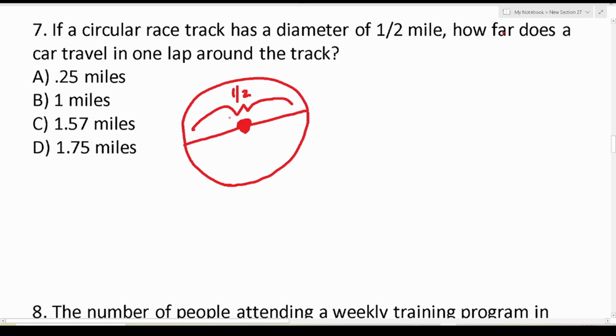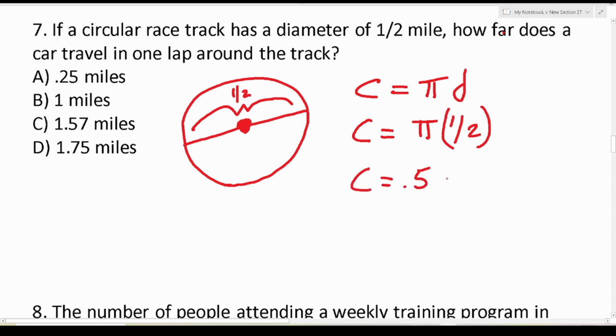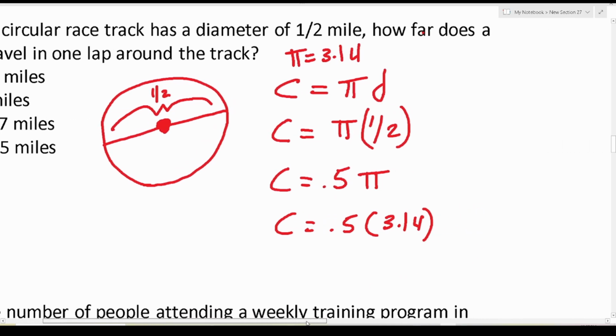Okay? And we want to figure out how far does a car travel in one lap around the track. So in other words, we want to figure out what the circumference of this circular track is, and that's always going to be circumference equals pi times diameter. So this becomes pi times 1/2. And I like dealing with decimals, so I'm going to call this 0.5 pi. Again, 0.5 is the same as 1/2. Of course, since it's not specified, we're going to let pi be 3.14. So this becomes 0.5 times 3.14. And let's go ahead and work that out.